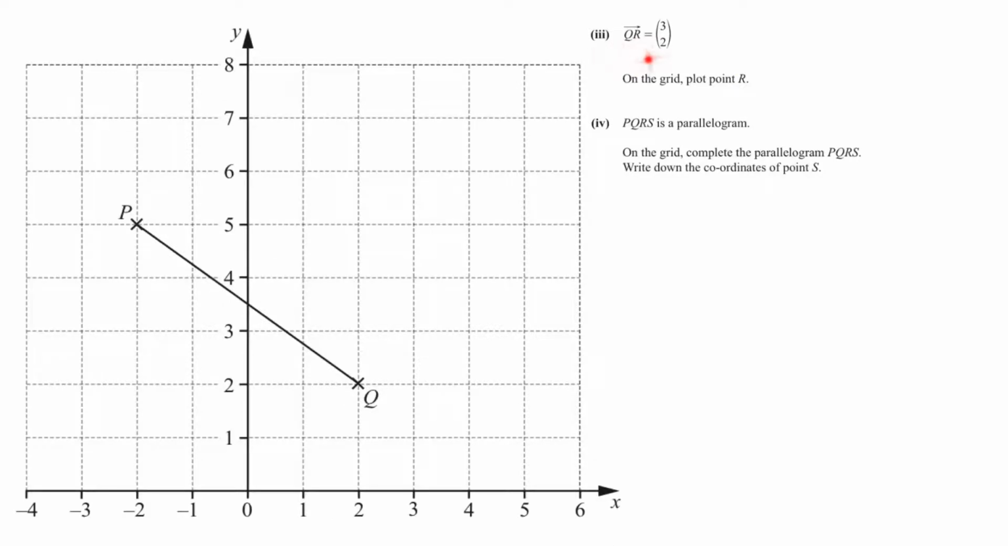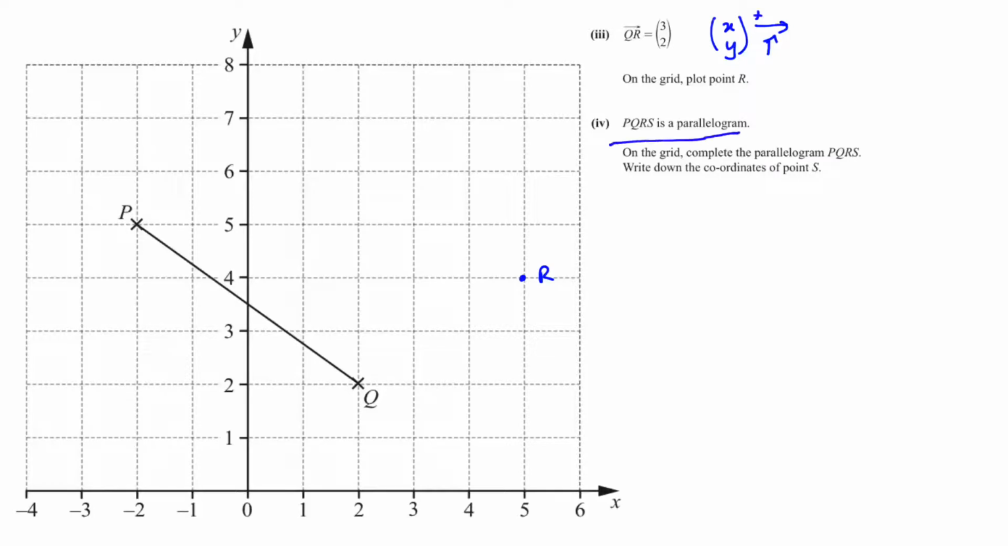In 3, we have to find QR. It's written in a column vector, and when a column vector is written like this, the top represents the x and the down number represents y. If it is positive, it moves to the right, the x value, and y goes up. So 3 and 2, 1, 2, 3 goes up by 2. This is your R.